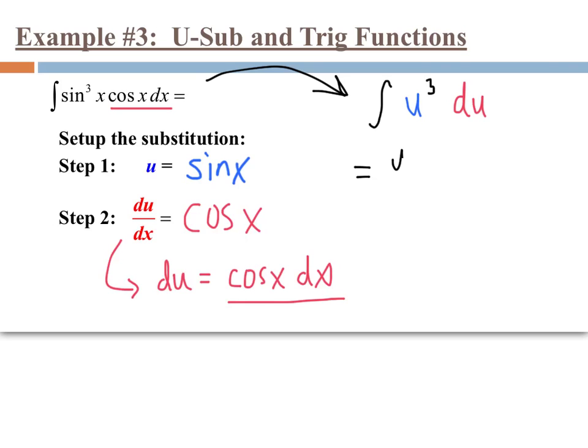This would be u to the fourth over 4 plus c, which is, once you substitute back in your sine of x, it's really sine to the fourth of x over 4 plus c. So a lot of these integrals have ended in the same way. Basically, once you figured out your u, you just use power rule to take your integral. Now let's take a look at some more examples that change things up a bit.